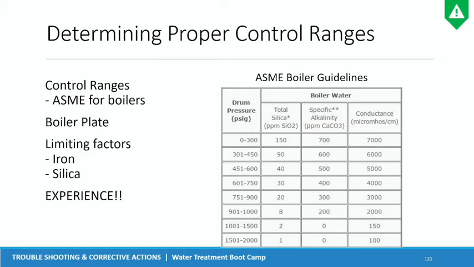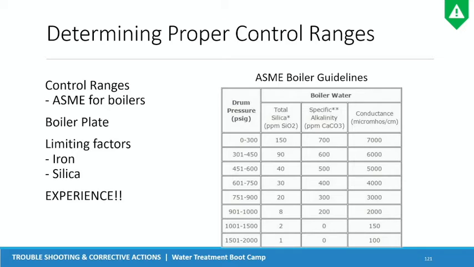But typically what you do see, if you actually run the numbers on what the limiting factors are in most boiler systems, is that it's going to be iron and silica. And probably more times it'll be silica, because silica is something we normally don't take out of the water in pretreatment systems. And then, I guess I just kind of hinted at it, it's experience.